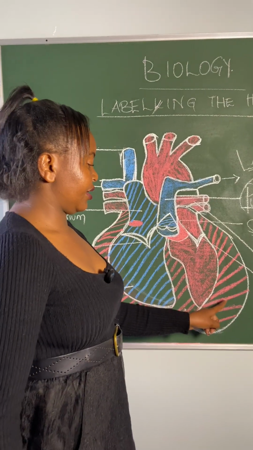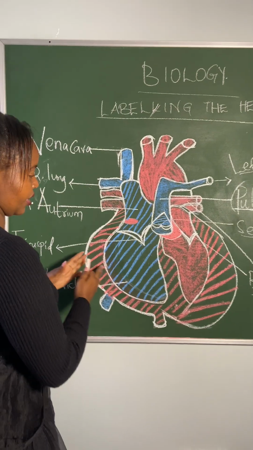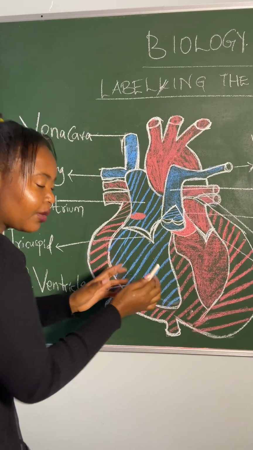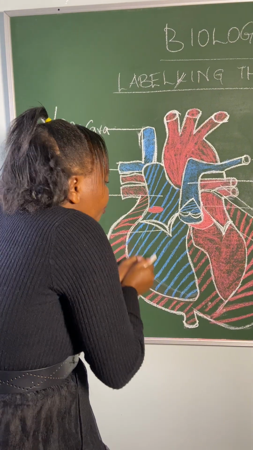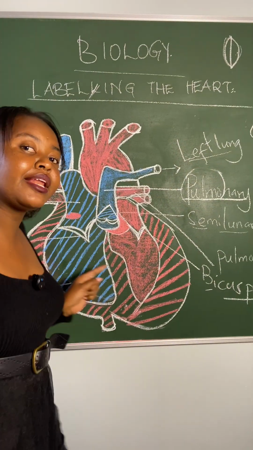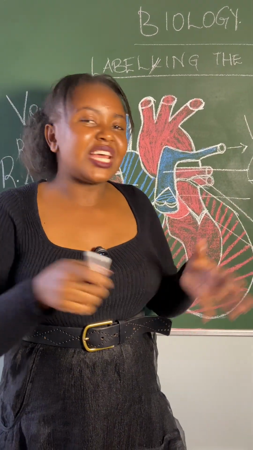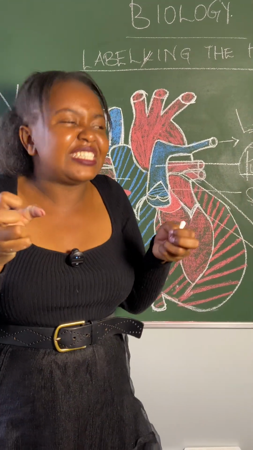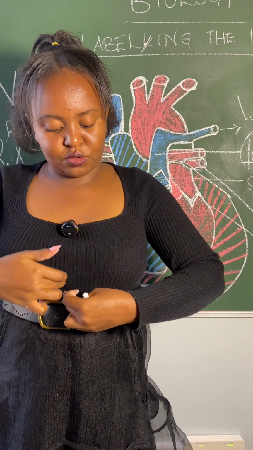Why are the walls of the left ventricle thicker than the walls of this one? Remember, this ventricle would contract, pressure increases, and send blood where? To the lungs. The lungs are not far. The distance from the heart to the lungs is not so far. So it doesn't have to contract so much. It just needs a little contraction. And then from the heart, we can go to the lungs.